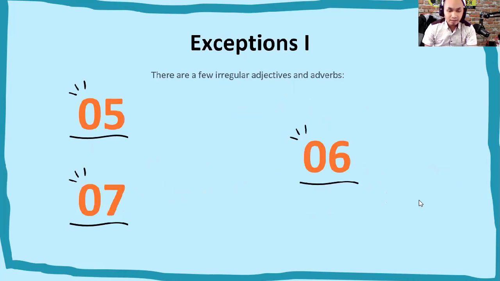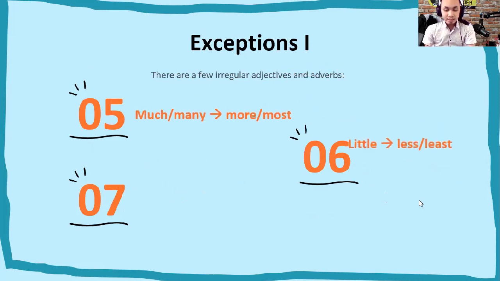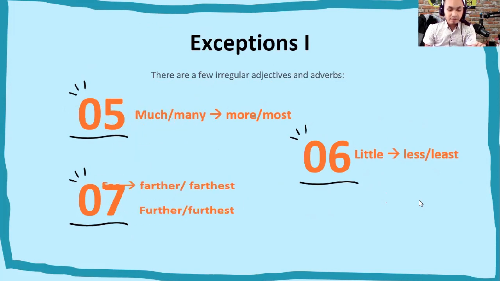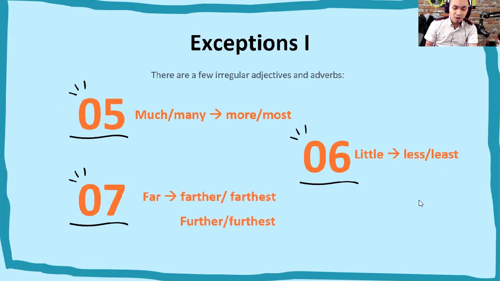And then the second, you can take a look at this. Much or many, you can use more or most. And the sixth one, little, you can say less or least. And then the seventh, the last one, you can use far, farther, farthest, further, furthest. Okay? Let's take a look at the example, guys. Be careful to use these exceptions. Not all words can be used for the comparative and superlative adjective.